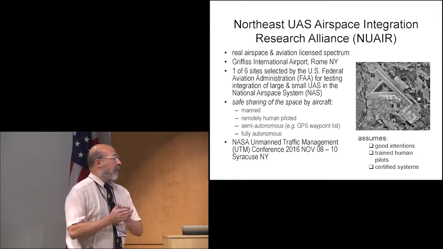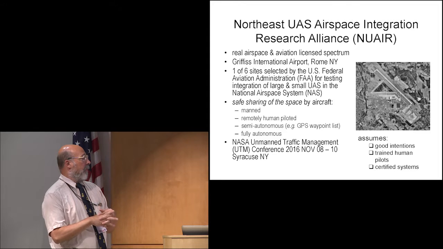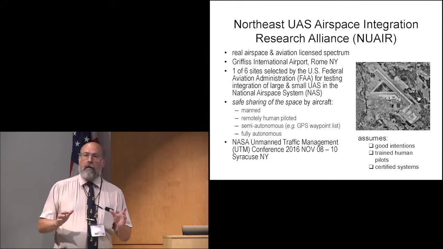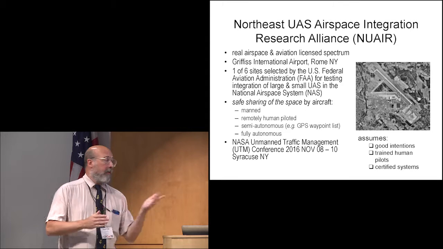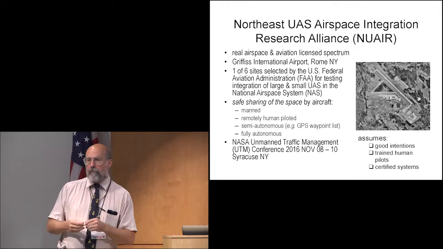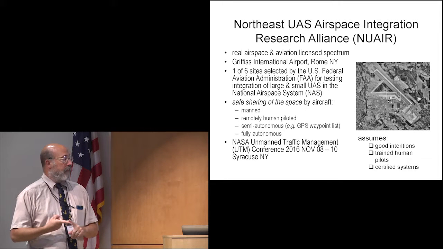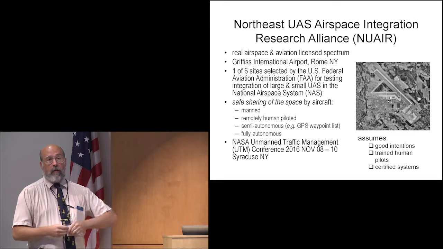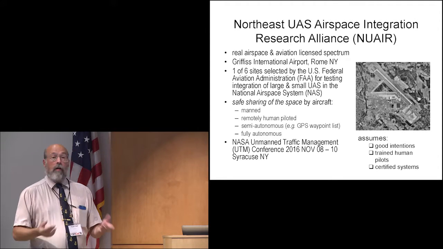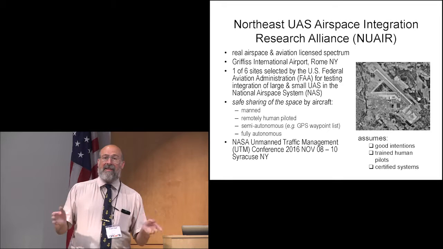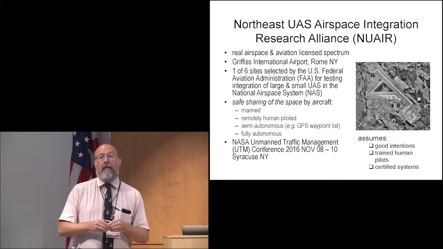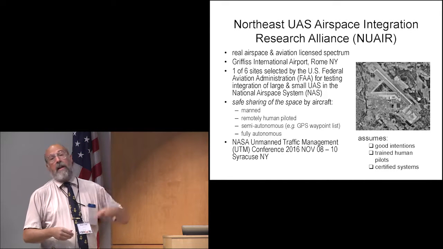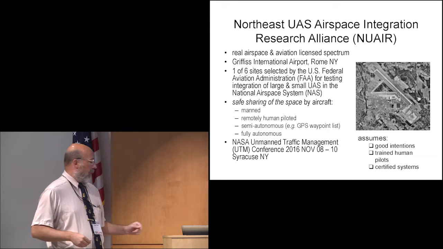So anyway, we've got NASA's Unmanned Traffic Management Conference coming up in November. Now, what the FAA is doing, and what NASA is doing, kind of assumes three things. It assumes mostly good intentions. It assumes that the human pilots, whether they are in the aircraft or on the ground with some kind of remote control rig, are trained. And it assumes that the systems that are operating the semi- and fully autonomous craft are certified. And furthermore, that the communication systems and the navigation systems and so on that are being used by the human pilots are certified.